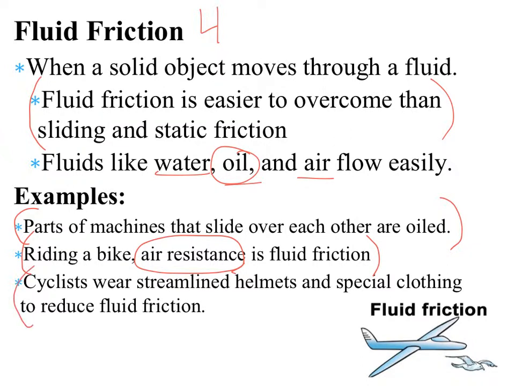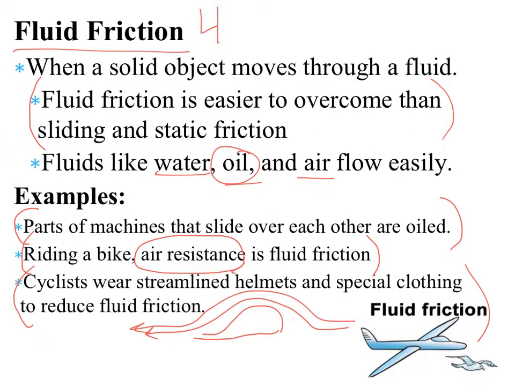Think about cyclists that are competing. When they're going super fast on their bikes, they have these helmets that are streamlined, right? They're curved off to the side so that the air can go around them. They're aerodynamic. Well, why is that? They're trying to cut down on the air resistance, which is a form of fluid friction.